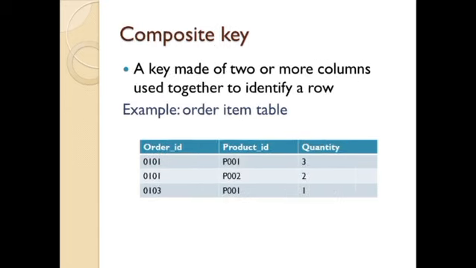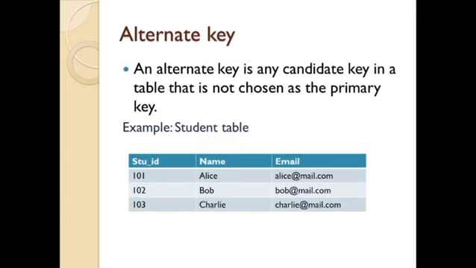Next is a composite key. A composite key is made by a combination of two or more columns together. This is useful when a single column is not enough. In an order item table, we use both order ID and product ID together to identify each item in the order. That combination is a composite key.